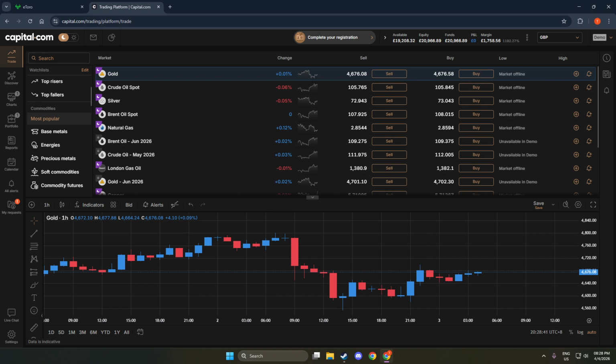First, log into your Capital.com account. Make sure you're on a secure connection and take a moment to verify you're on the official site or app. Once you're in, head to the Markets or Trading section.